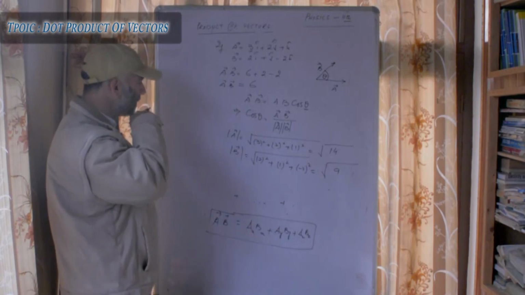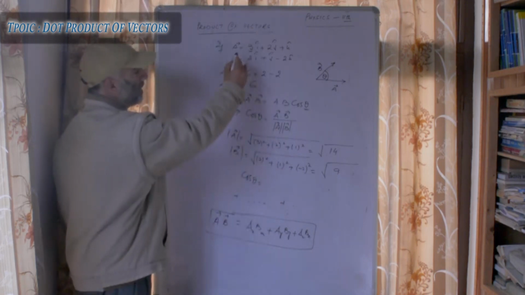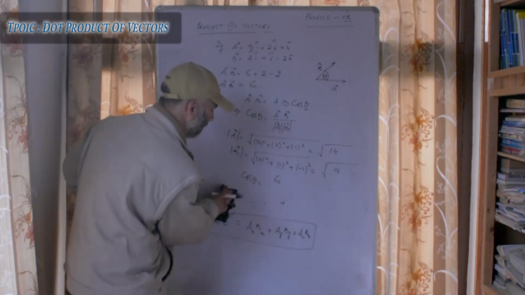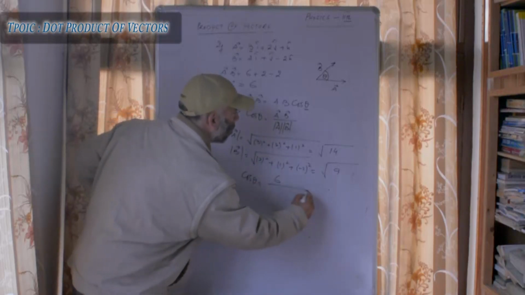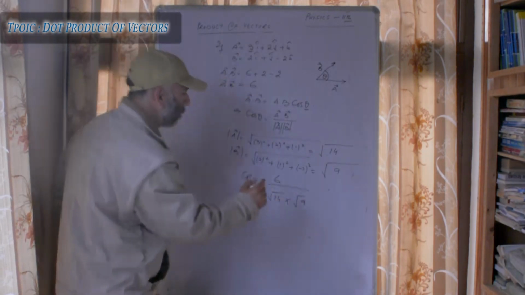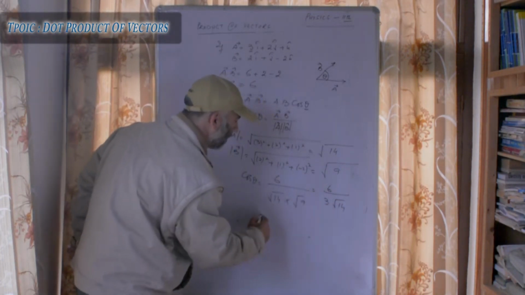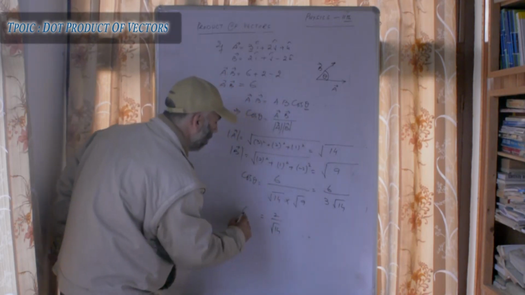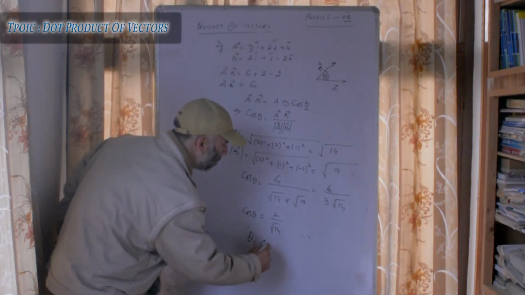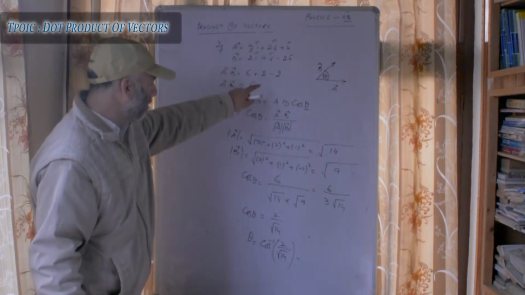So cos theta, the angle between the two vectors, will be equal to A dot B. What is A dot B? That is 6. Exactly. 6 divided by mod of A, mod of B. Mod of A is root of 14. Mod of B is root of 9, and you know root of 9 is 3. So this is 6 by 3 root of 14, that is equal to 2 by root of 14. Cos theta is equal to this much. By calculating the value, you can find out, or you can write theta is equal to cos inverse 2 by root of 14. This is the technique by which you can calculate the angle between the two vectors.